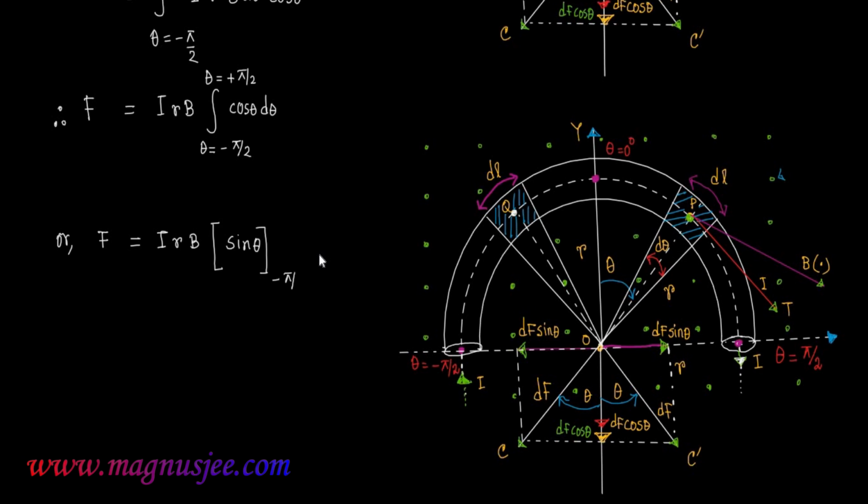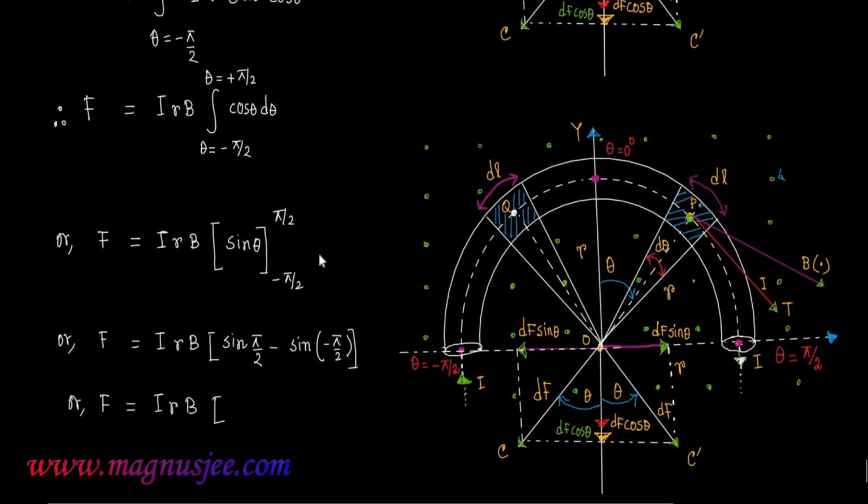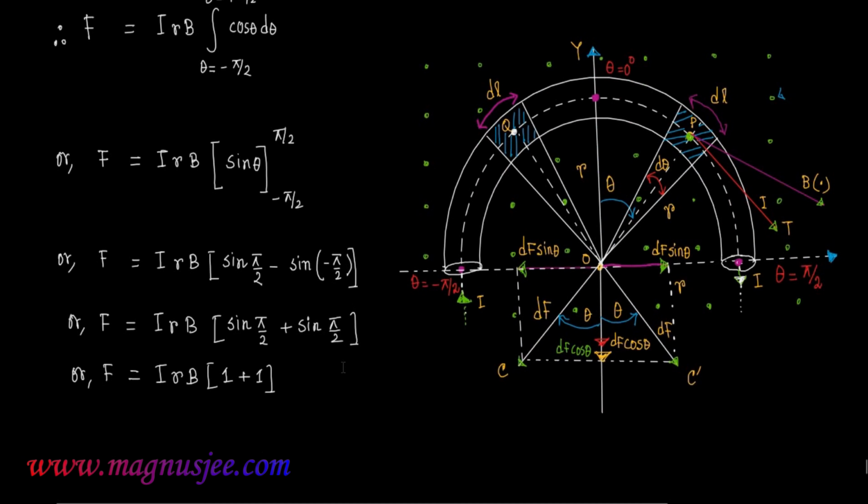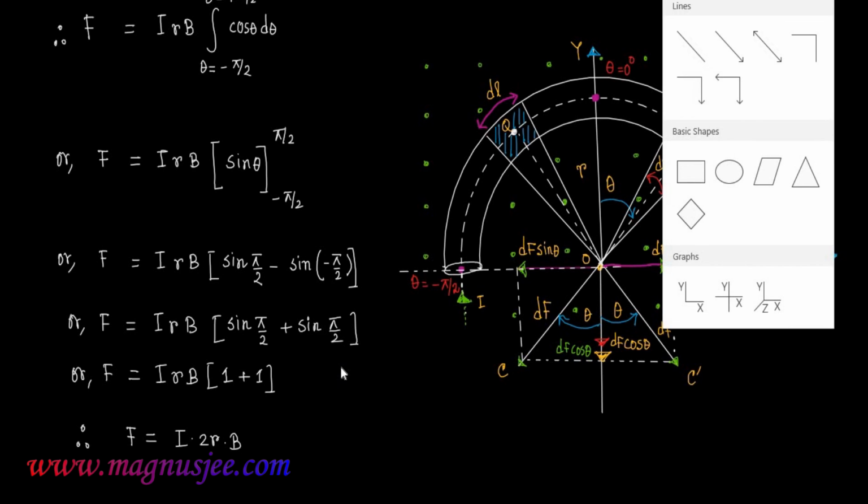or IRB under bracket sin theta bracket close, minus pi by 2 to plus pi by 2, because integration cos theta d theta is sin theta only. Therefore, F is equal to IRB under bracket sin pi by 2 minus sin under bracket minus pi by 2, or F is equal to IRB sin pi by 2 plus sin pi by 2, or F is equal to IRB under bracket 1 plus 1 bracket closed. Therefore, F is equal to I under bracket 2R bracket close into B. That is F equal to I into 2R into B.